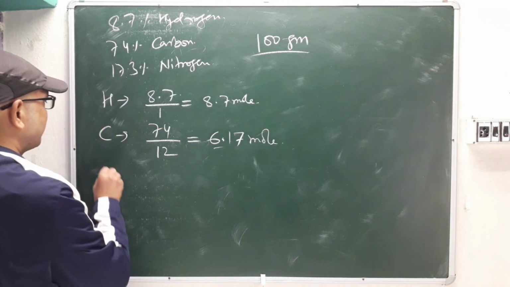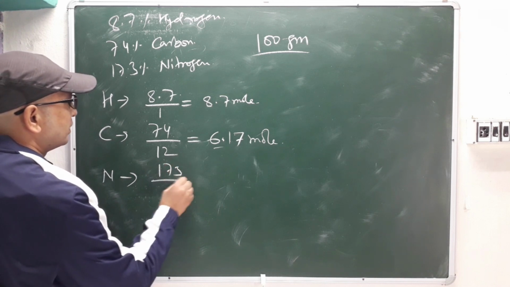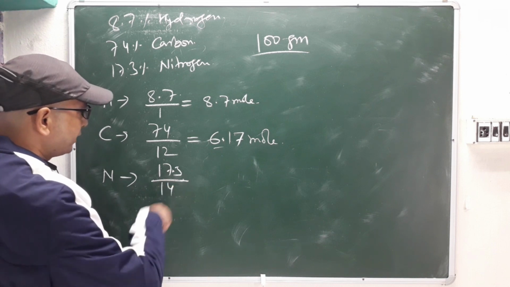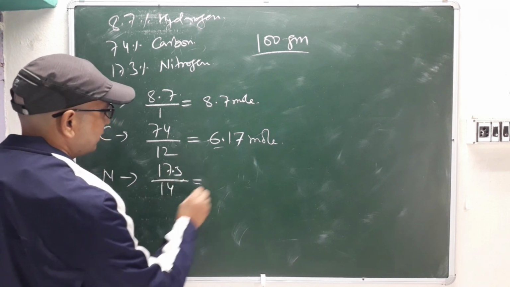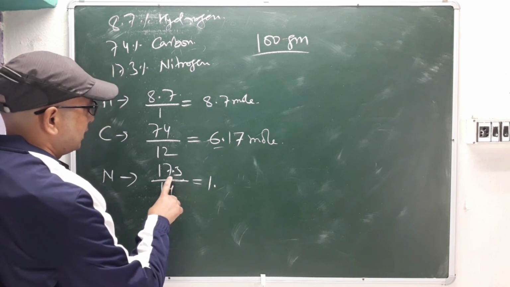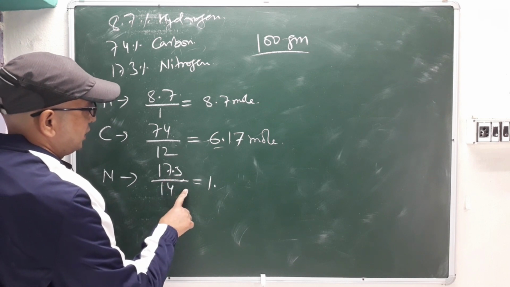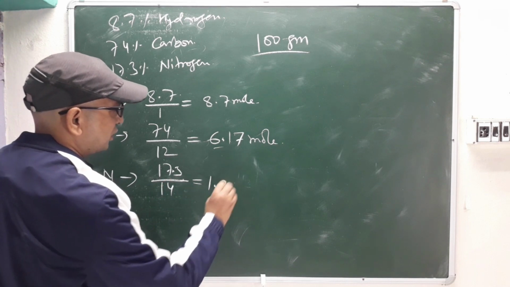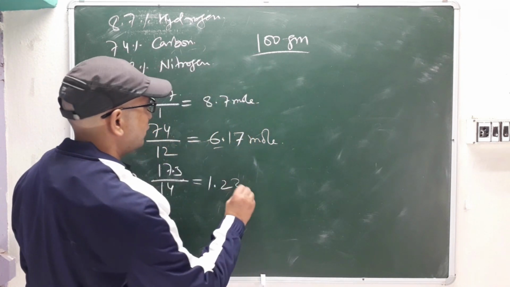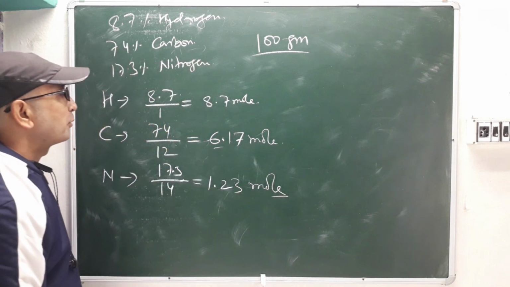And then we have nitrogen. For nitrogen, how much has it given? 17.3, correct? And we know that its atomic weight is 14. So now how much will it come? 14, again it will be 1 point, and then it will be like 333. So 14, 28. Around 2 it will come. 1.2. Okay, 1.23 you take it as mole. So mole we have already calculated.